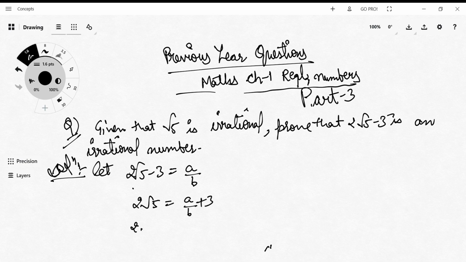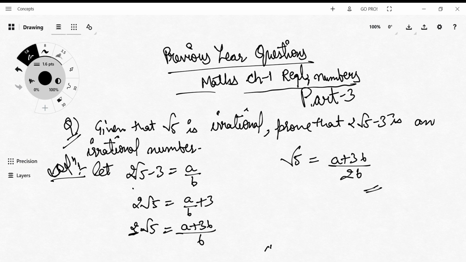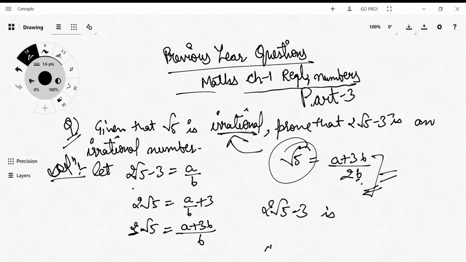Now we will take the LCM, so 2 root 5 is equal to a plus 3b divided by b. Now we transpose 2 from LHS to RHS side. We get root 5 is equal to a plus 3b divided by 2b. Got it? It is already given in the question that root 5 is an irrational number, but on the RHS side we are getting a rational number. That means it contradicts our assumption, and hence 2 root 5 minus 3 is an irrational number.